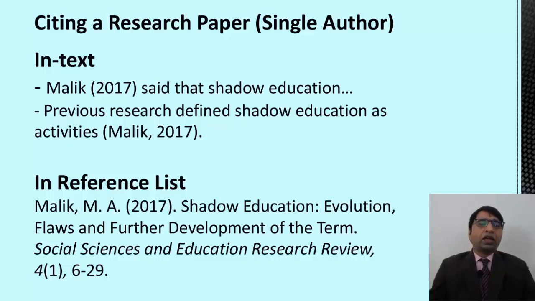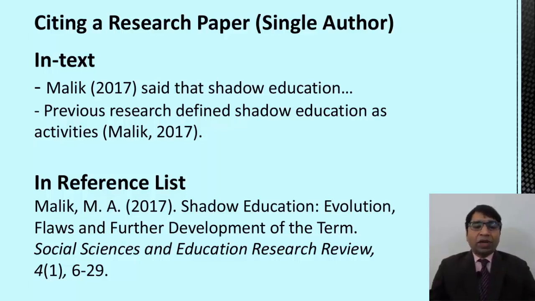Now, first and foremost, whenever you want to cite a research paper with a single author, for in-text, if it is continuous text, meaning you are using the citation at the start of the text or in the middle of the text, then the writing style would be you write the last name of the author, and then after giving a space, in small brackets, you write the year of publication and then close the bracket, right?